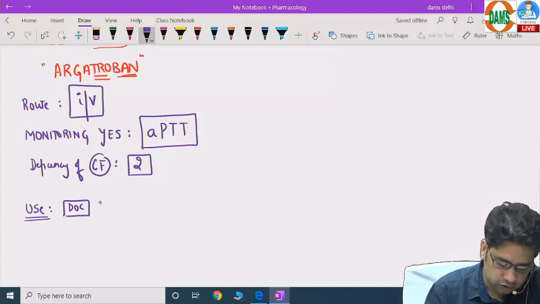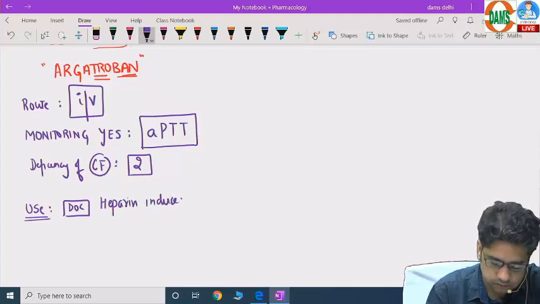So it is the drug of choice for heparin-induced thrombocytopenia. It is a hypersensitive condition. It is hypersensitivity to heparin.